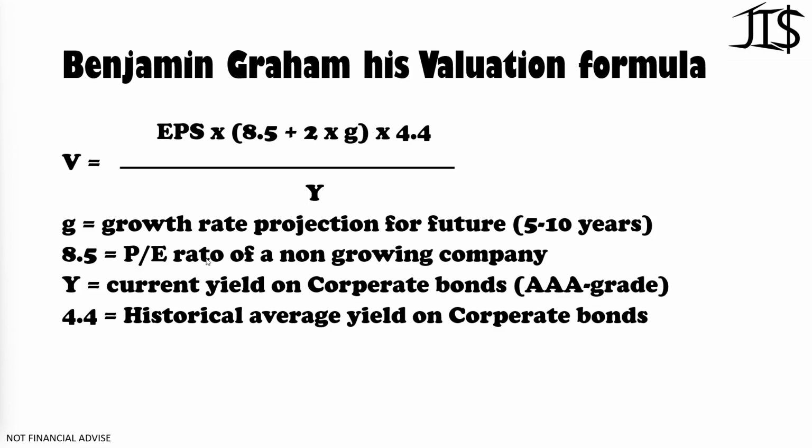Oh, I forgot an I here, so it's the PE ratio of a non-growing company, and the G is the growth rate projection for the future. So 5 up to 10 years looked into the future, what the growth rate would be. And then you have 4.4, and the 4.4 is the historical average yield on corporate bonds. So that's a fixed number. It didn't change that much compared to the time that Benjamin Graham wrote his book.